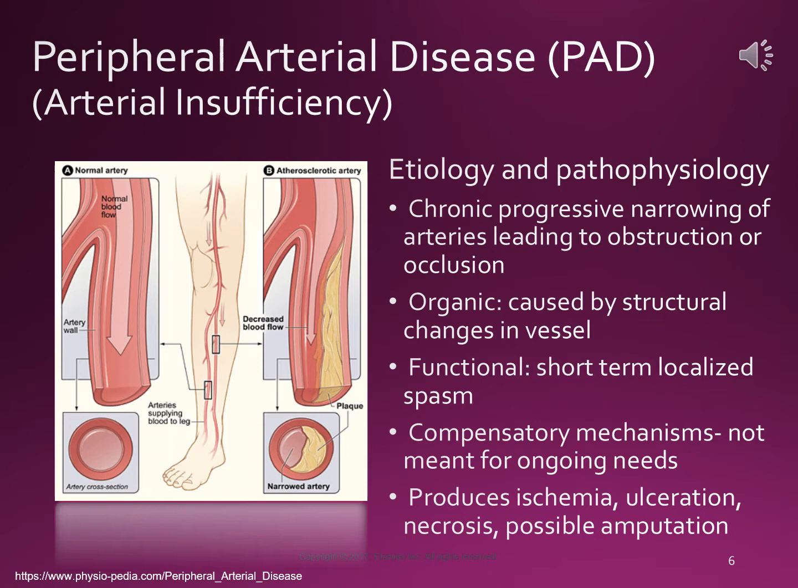This chronic progressive narrowing of the arteries produces ischemia, ulceration, and can eventually lead to necrosis and amputation of the extremity.